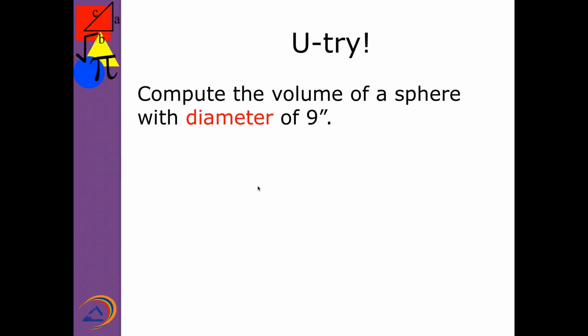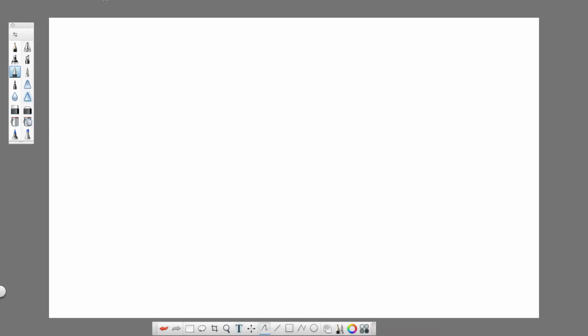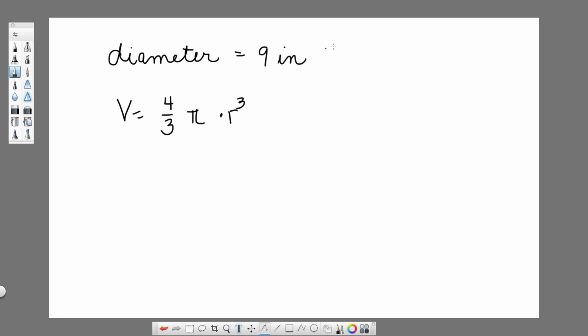Teacher, pause the video. Let students complete the problem, compare with their partner, and then we'll meet you back here in a minute. Welcome back. Let's go to our slate. I said that the diameter in this problem, let me write it down before I forget, was 9 inches. Here's the formula. Volume equals 4/3 pi times the radius cubed. So if the diameter is 9, 9 divided by 2 is 4.5. So this is what the radius is, and that's what we need to work the problem.